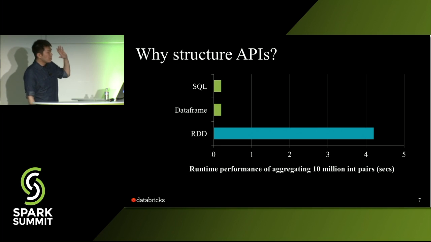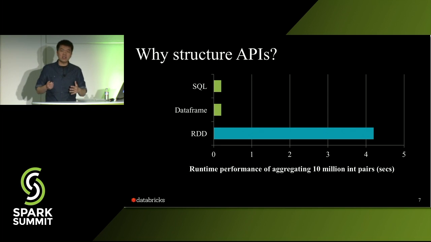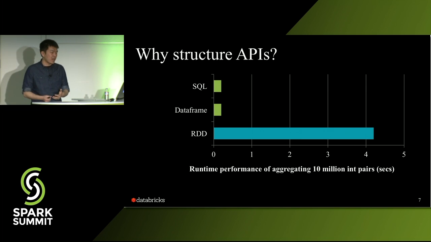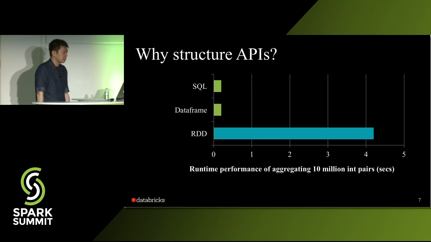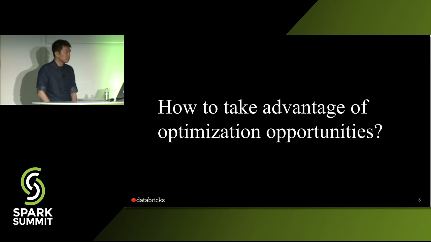This figure shows the runtime performance, in seconds, of aggregating 10 million integer pairs. By taking advantage of different kinds of optimization opportunities, programs written in SQL and DataFrame can run much faster than programs written with RDD. So this looks super cool, and we can see that structured APIs enable lots of optimization opportunities, but there's a question.